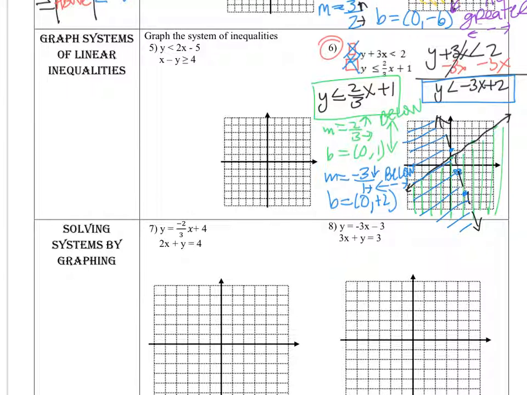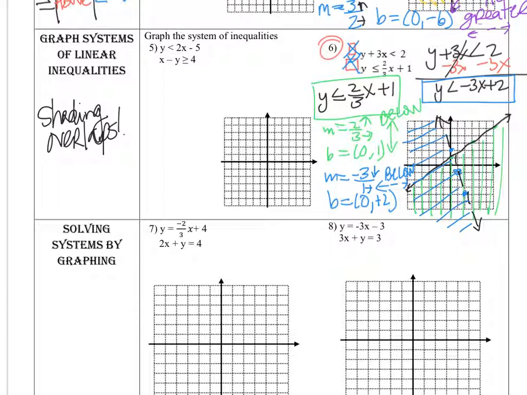Okay, so take a look at this. Remember, the solutions to a system are where the colors overlap. It's where the shading overlaps. That's where the solutions are.